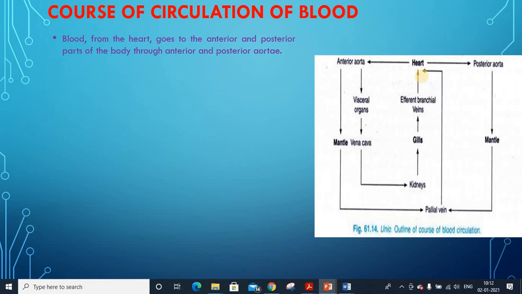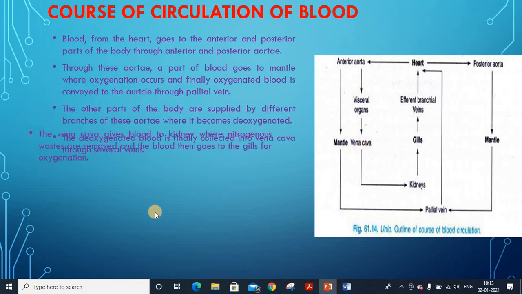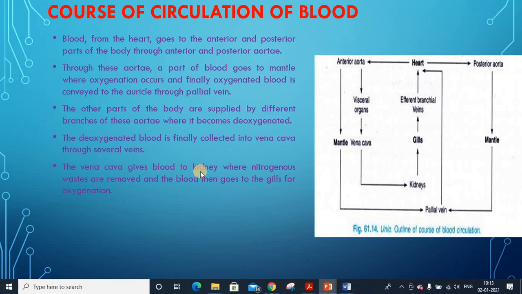The other parts of the body are supplied by different branches of these aortae, where the blood becomes deoxygenated. The deoxygenated blood is finally collected into the vena cava through venous veins. Here you can see from the anterior aorta it is supplied to the visceral organs where it becomes deoxygenated, and the deoxygenated blood from the visceral organs is finally collected to the vena cava through several veins, and then the vena cava gives blood to the kidneys where nitrogenous waste is removed, and then the blood goes to the gills for oxygen.